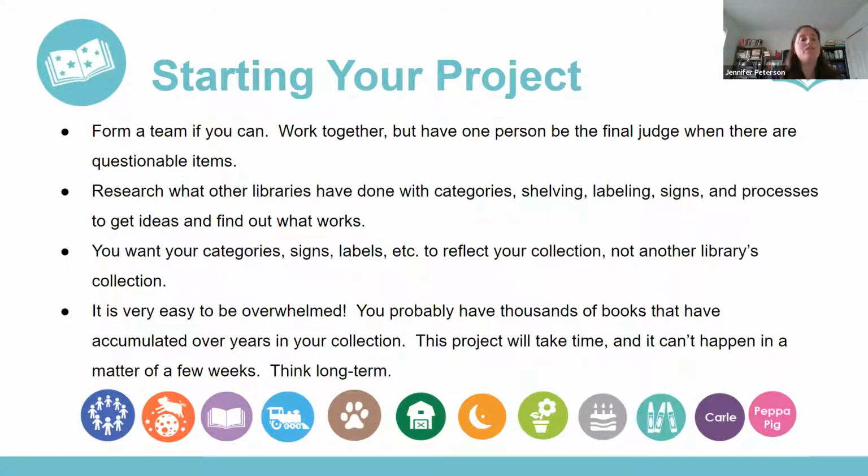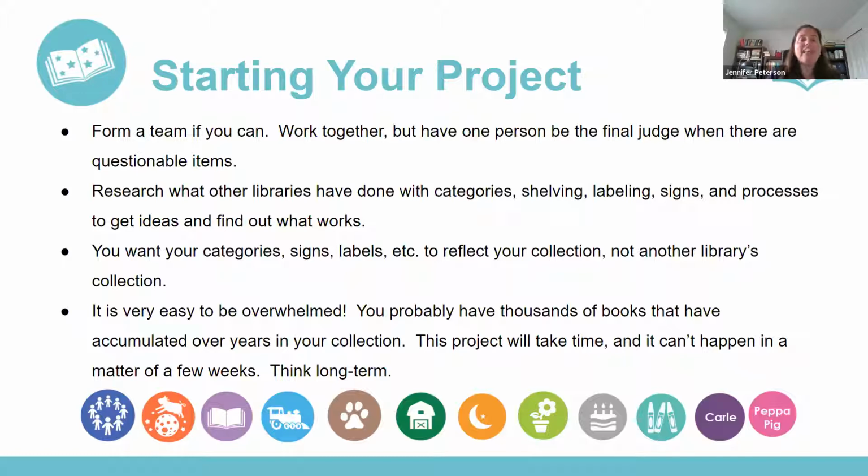Obviously, research what other libraries have done with regards to their categories, shelving, labeling, signs, and processes. Get a feel for how their workflow is going, and you'll find out what works. But importantly, you want this to reflect your collection, not another library's collection. One thing we did that I feel was pretty unique, as you'll see at the bottom of my pages, is we've got these icons that represent our categories and what we call our subcategories. That worked for us.